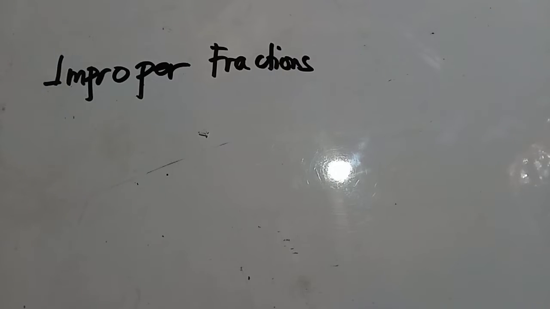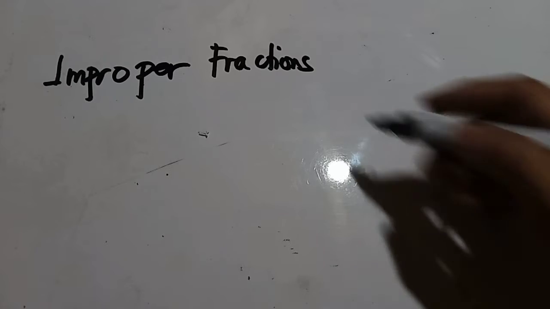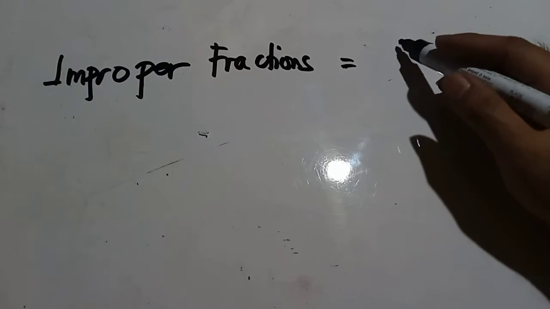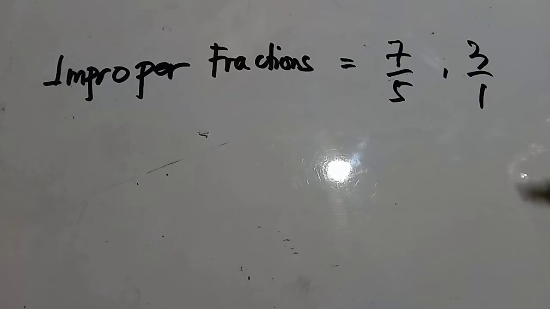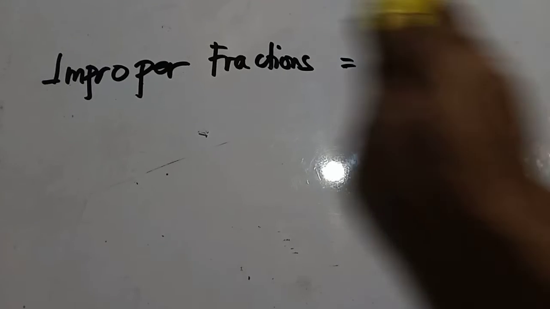Okay, again, what is improper fractions? Improper fractions if our denominator is less than our numerator. For example, give me an example. So we have 7/5. Another, 3/1. Next, 10/7. So those are the following examples of improper fractions. Nakuha. Okay, let's proceed to the mixed number or the mixed fraction.